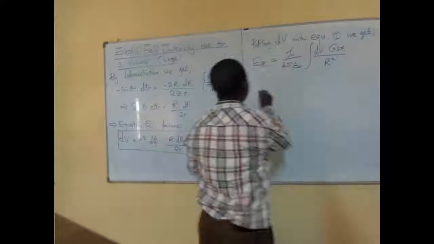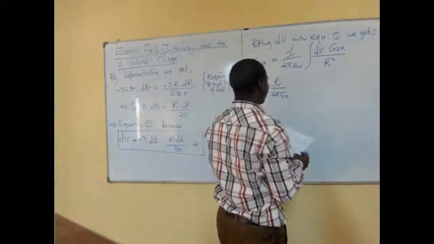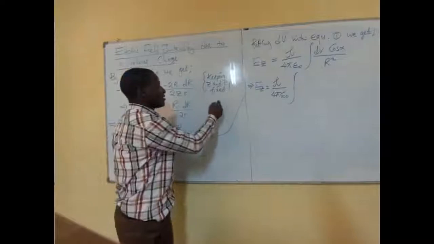Now, this implies that Ez must read as follows: the volume charge density divided by 4 pi epsilon 0. First of all, we have to do the first integral, and our first integral is, remember, let me just remove this, just to remind you where we are coming from.